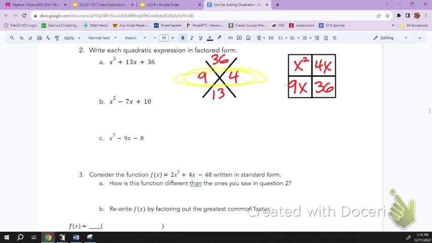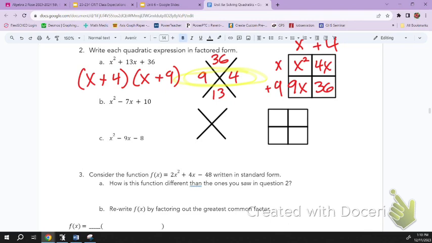Okay, so now I'm going to ask myself, what has to go here and here? X and a plus 4. That's one of my factors. What has to go here and here? X and plus 9. And so now I have my factored form using a giant X and a box. I'll give you a second to catch up, write that down. We'll do the next one together.